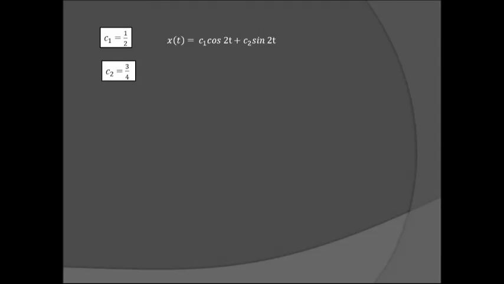Using these values, we will now get the equation of motion. So it is x(t) = 1/2 cos 2t + 3/4 sin 2t. Since the problem was asking for the equation of motion in this other form, and since we already have our ω which is equal to 2, we'll simplify this to this.